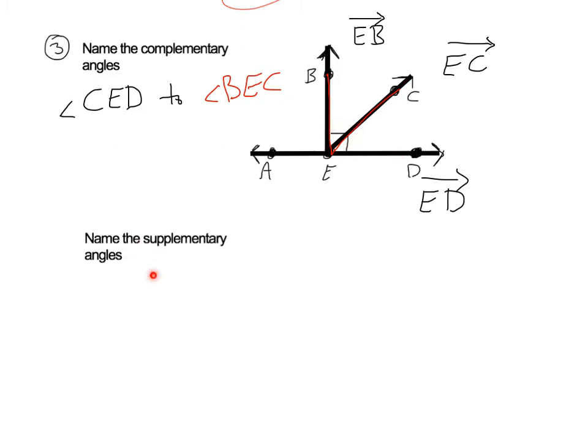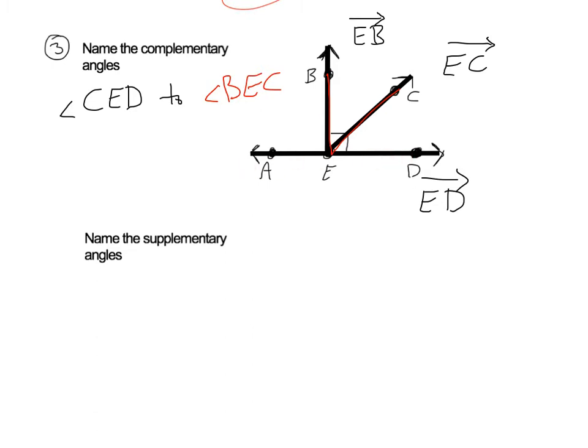But how about supplementary? Well, supplementary angles we know form what? A 180-degree angle or straight line, supplementary straight. So the question is, what two angles do that? Well, let's see. Here would be the only straight line that's present.